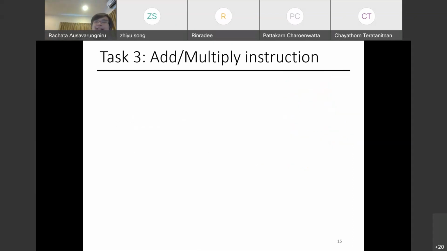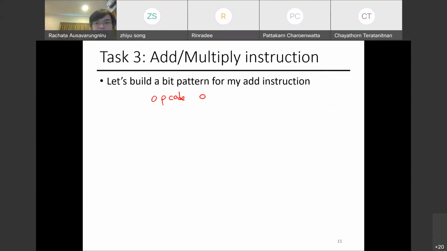Now let's do an add and multiply instruction. Let's build the bit pattern for my add instruction first. What's the opcode for add? Anyone remember from 2 slides ago? 001, right? So the opcode is 001. How many bits do I need for all the 3 registers, input 1, input 2, and output? How many bits do I need in total?